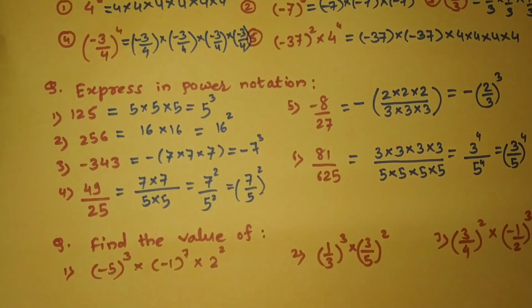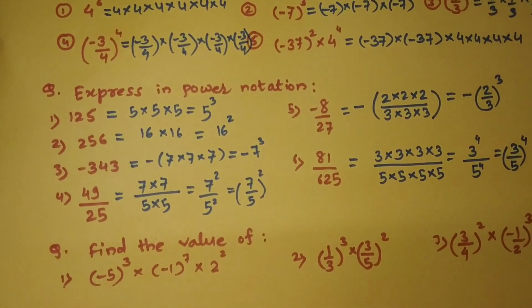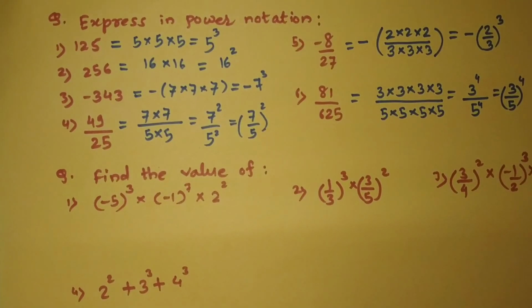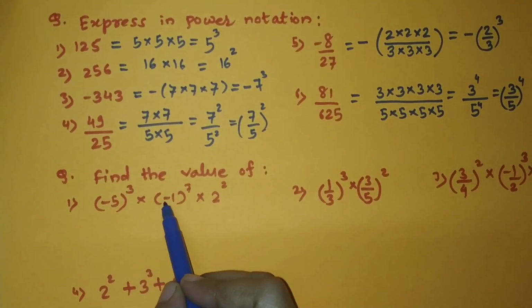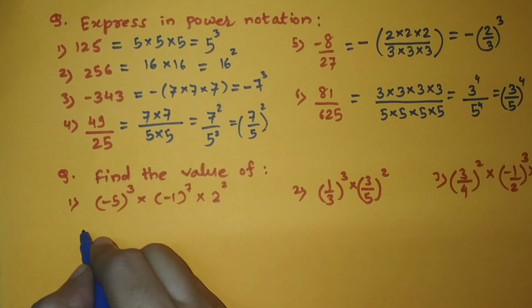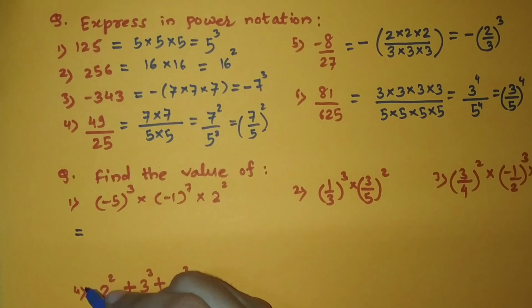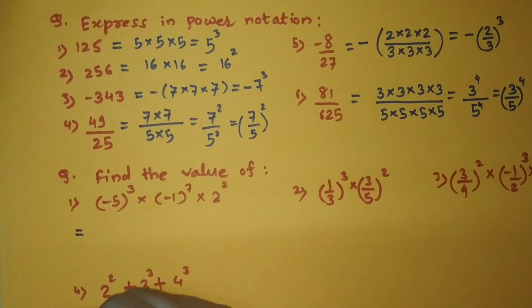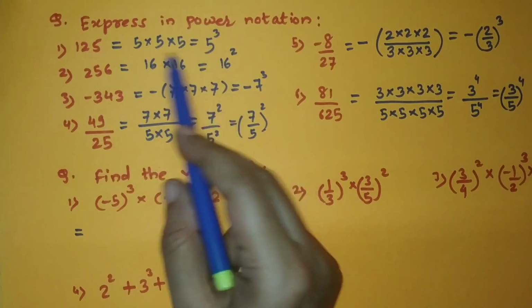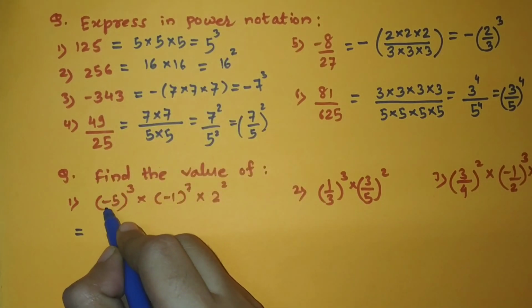So next we'll move to find the value of minus 5 cube into minus 1 to the power 7 into 2 square. So you can write it like this, minus 5 cube. That means 5's cube is 125. Here only we have taken out 5 cube is 125. And the minus sign is there.